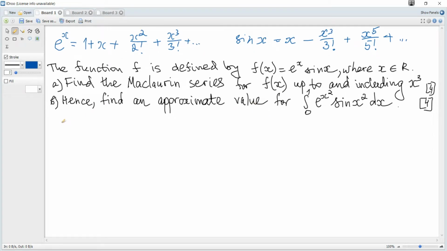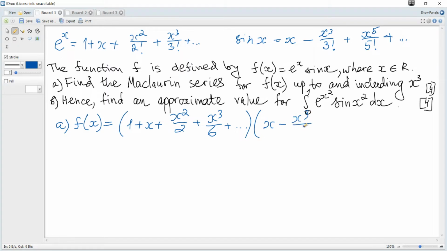So we can write that f of x is equal to 1 plus x plus x squared over 2 plus x cubed over 6 and so on up to infinity. But since we need up to and including x cubed, we don't need x to the power of 4 or greater powers, and this is multiplied by x minus x cubed over 6 and so on. We need to open parentheses and take terms only up to and including x cubed.